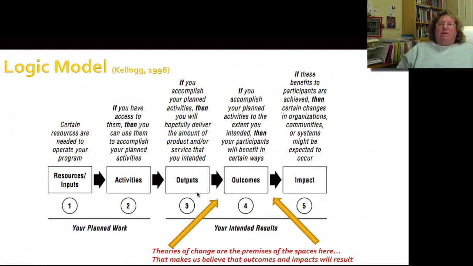This is where people often get a logic model, but they don't really understand the theory of change part of it. So a theory of change really works in the spaces between outputs and outcomes and impacts. So the first arrow and the second arrow.